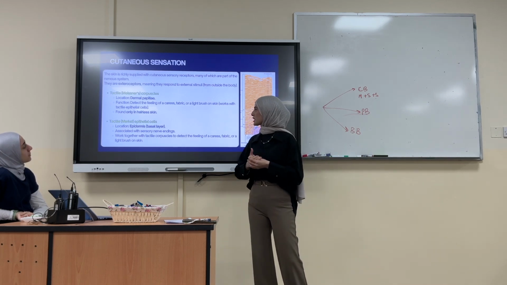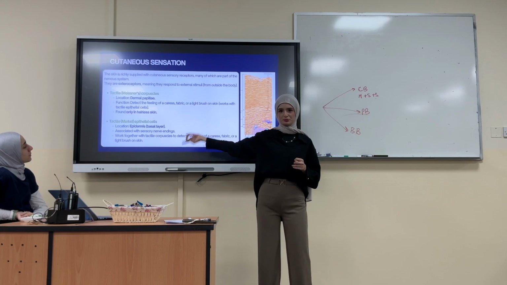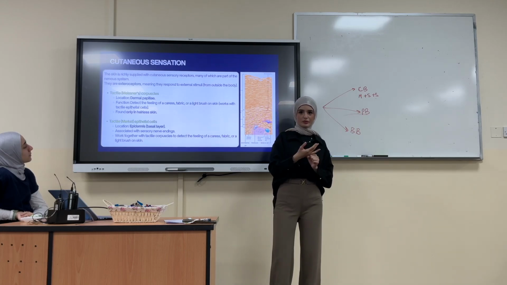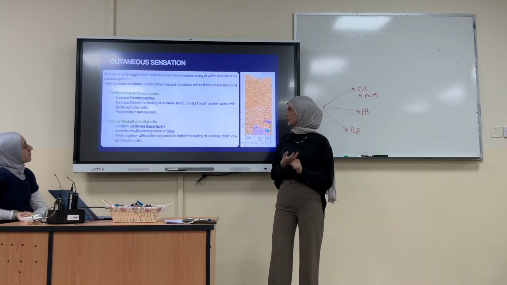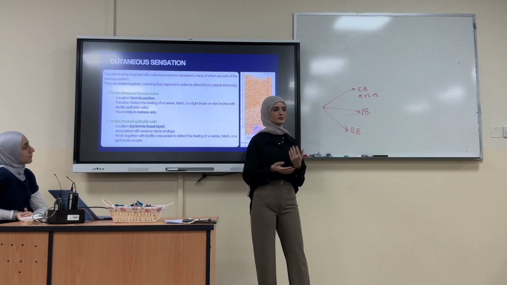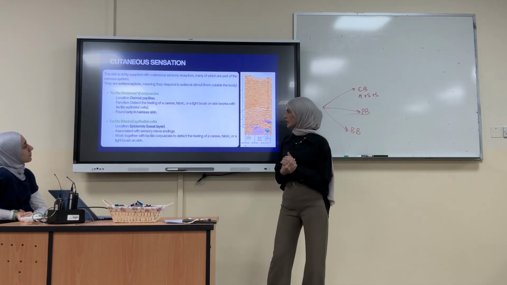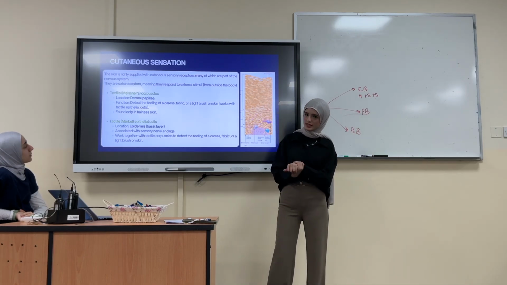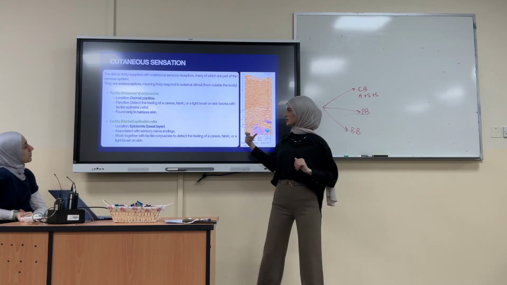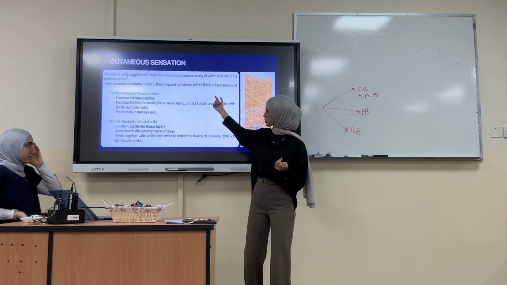The first type we have is the tactile corpuscles. Where are they found? In the dermal papillae. What do they detect? Light touch, exactly. They are found only in hairless skin, and they work closely with the tactile or Merkel epithelial cells. So these two work together.